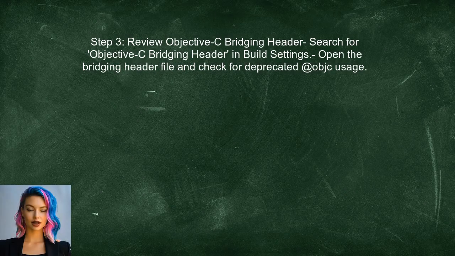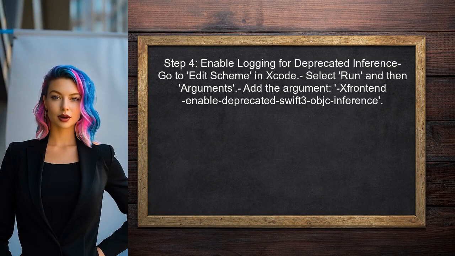After that, the user should look for the Objective-C bridging header setting. If they have any bridging headers, they should review the code within them to ensure it does not rely on Swift 3 @objc inference. Finally, the user should enable logging for deprecated Swift 3 @objc inference. This will help identify any remaining instances in their code that need to be updated.